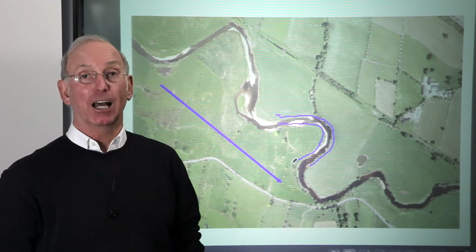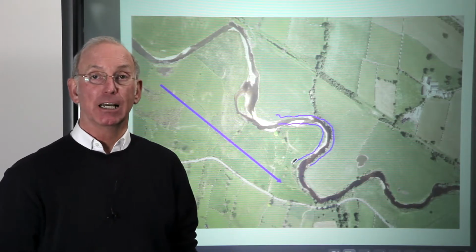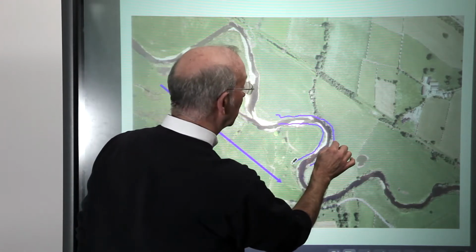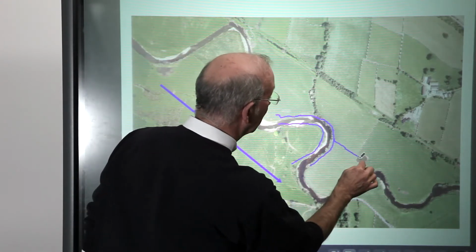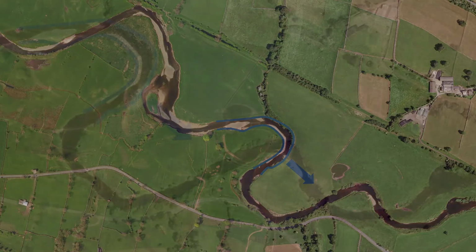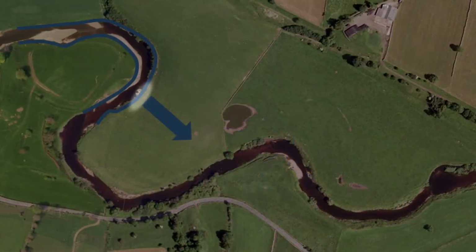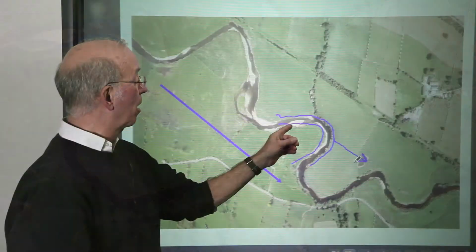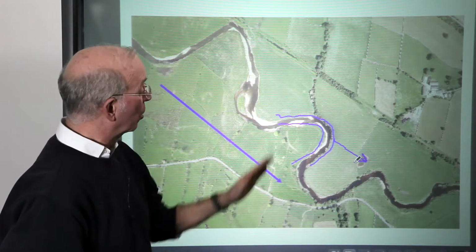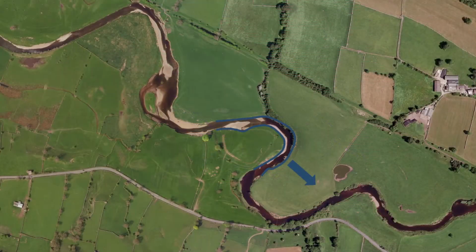The net effect of these two processes is to move the meander, and it will move it in this direction. You can see there is actually more erosion on the downstream side. Deposition will follow the erosion. So not only does the meander move that way, it's actually going to move out in that direction.